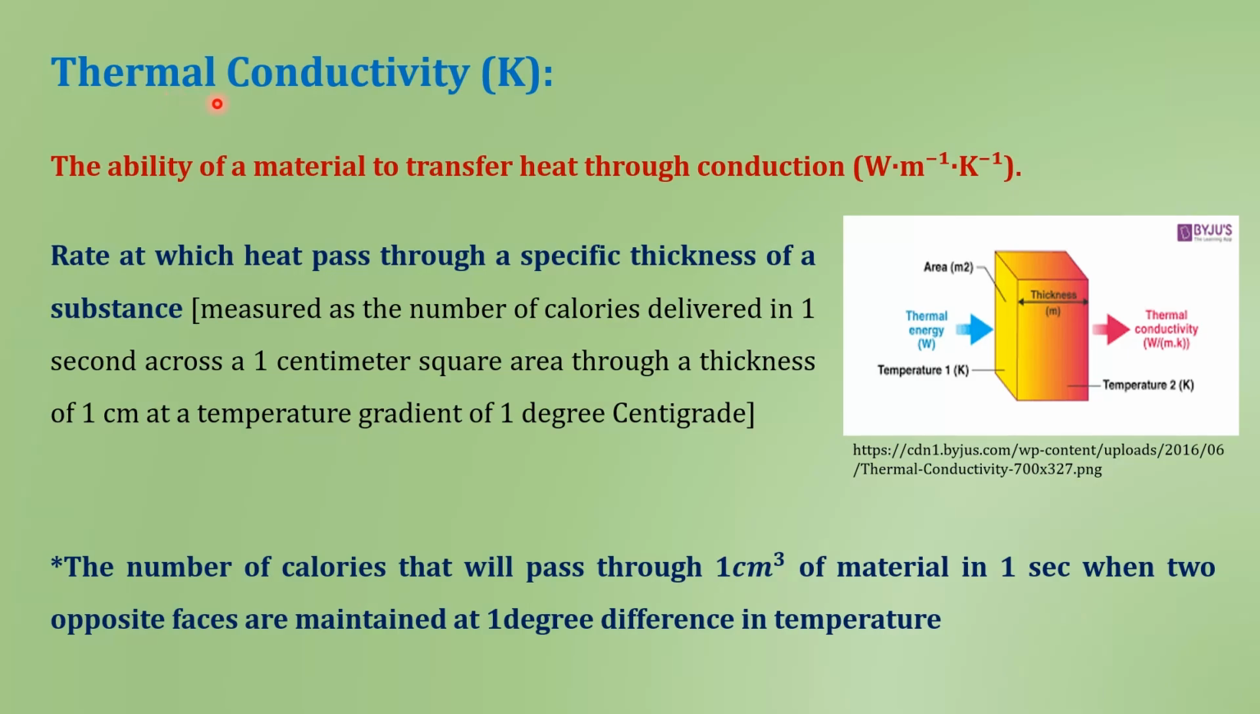Next, we have thermal conductivity, which is related to the ability of a material to transfer heat through conduction, and the unit is watt per meter per Kelvin. So, this thermal conductivity is defined as the rate at which heat passes through a specific thickness of a substance. It is measured as the number of calories delivered in 1 second across a 1 centimeter square area through a thickness of 1 centimeter at a temperature gradient of 1 degree centigrade.